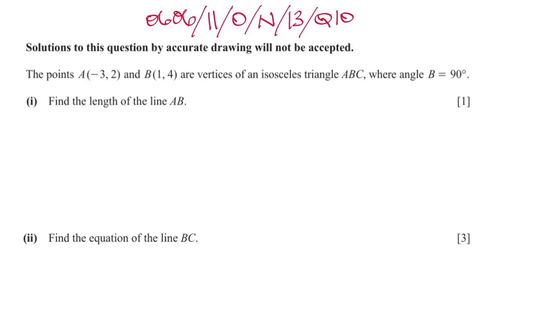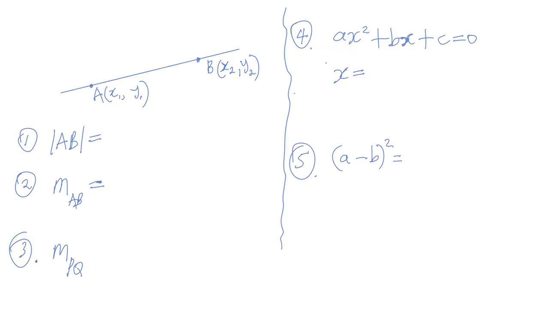I have a question here to solve, but before then, let us have a recap of certain key points. We have here a straight line having two coordinates A and B on it. First key point, find the length or the distance between the 2 points A and B.